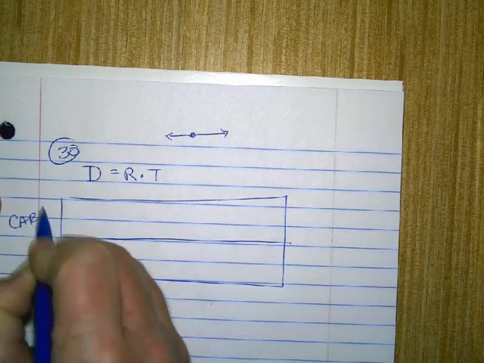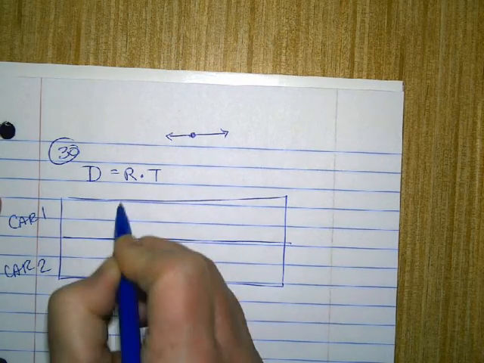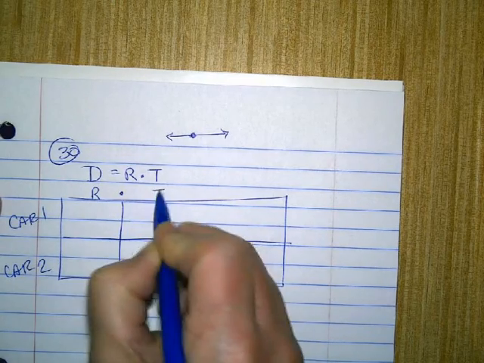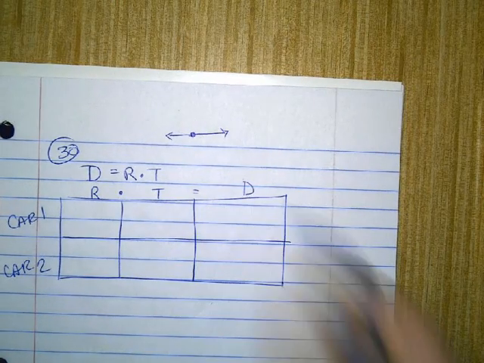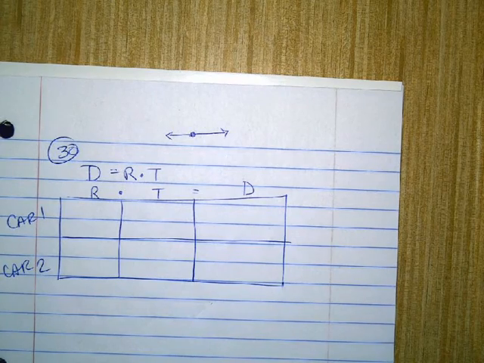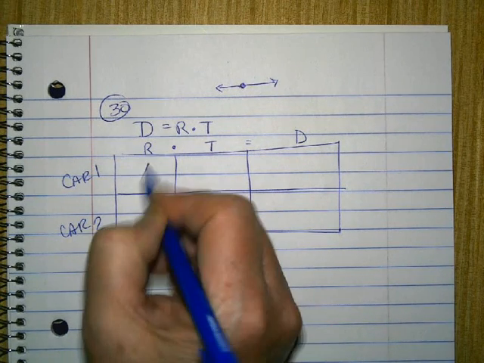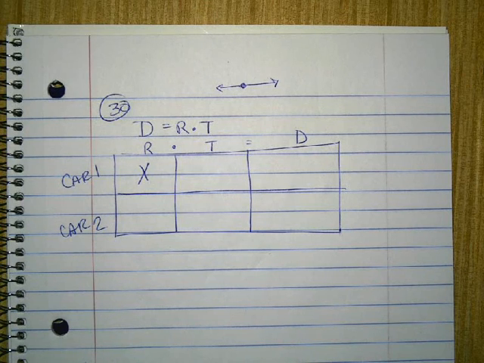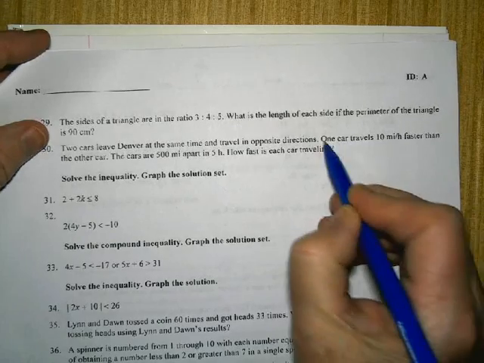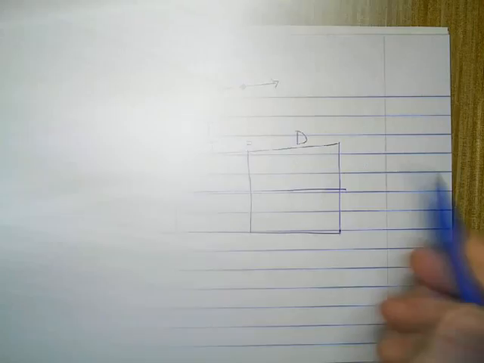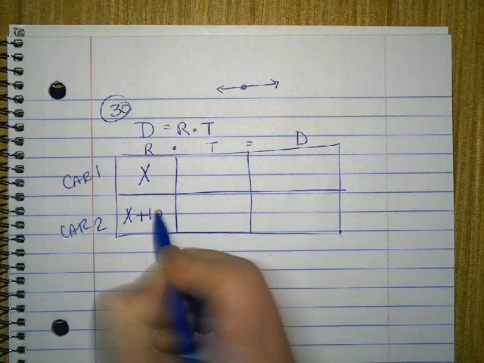Car 1, car 2. Rate, time, distance. Do you know the rate of either car? Did they tell me how fast either car is going? No. So I'm going to let car 1 go X. Did they tell you a relationship between the speed of one car and the speed of the other car? It says one car is 10 faster than the other. So if that's X, this one's X plus 10.